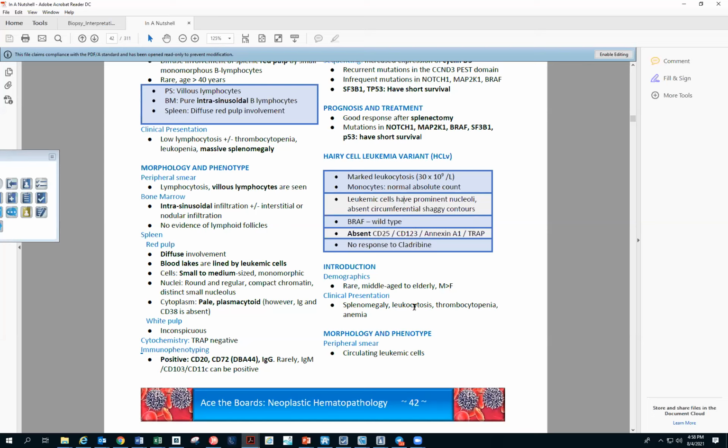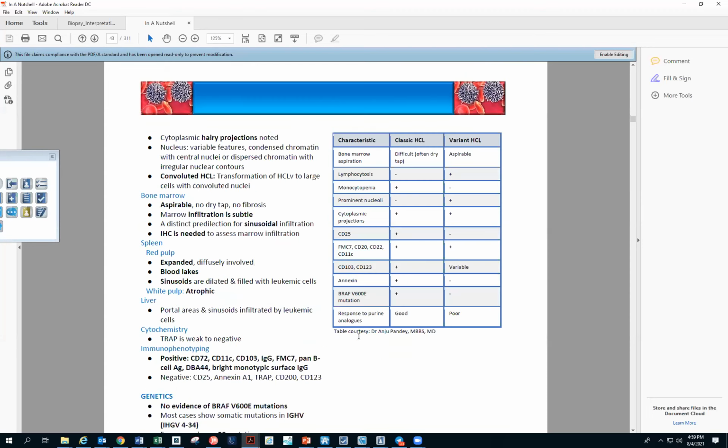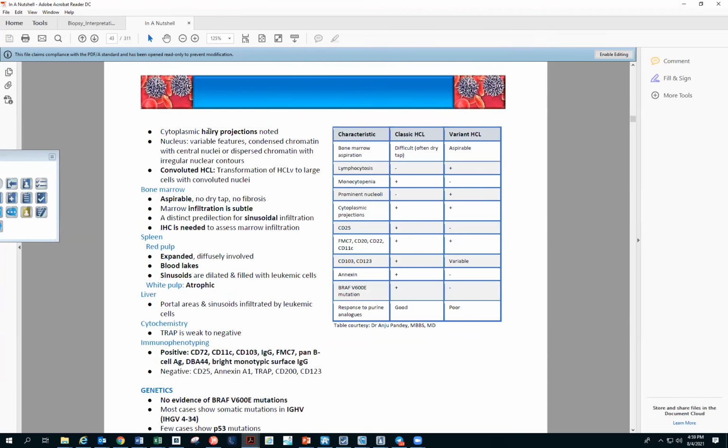So again, there is splenomegaly, leukocytosis, thrombocytopenia, anemia, middle-aged again. Males are again more common. Peripheral blood, circulating leukemic cells. And then they also have hairy projections. That's why they are called hairy cell leukemia variants. And then nucleus, variable features: condensed chromatin, central nuclei, dispersed chromatin, irregular nuclear contours. Convoluted hairy cell leukemia is transformation of hairy cell leukemia to large cells with convoluted nuclei.